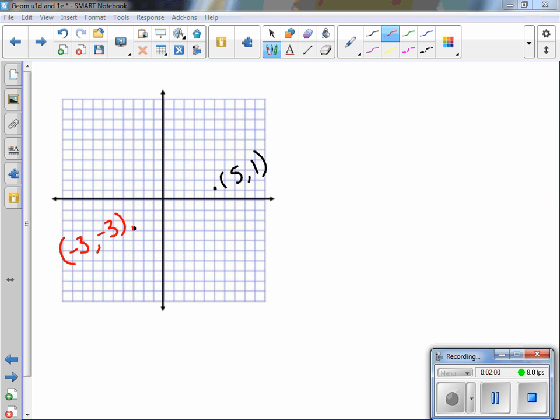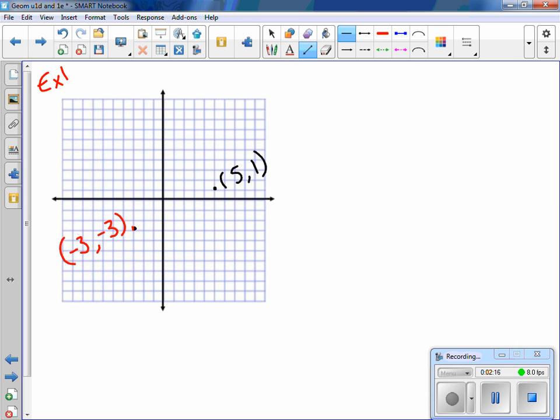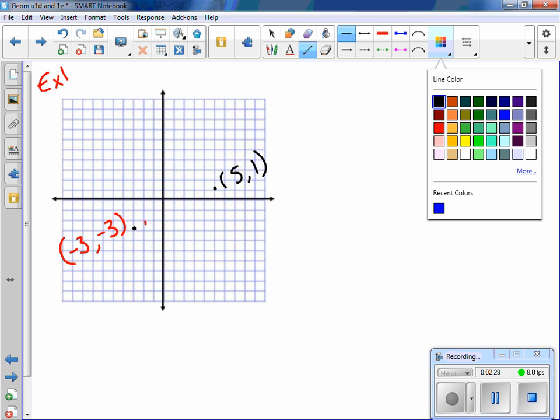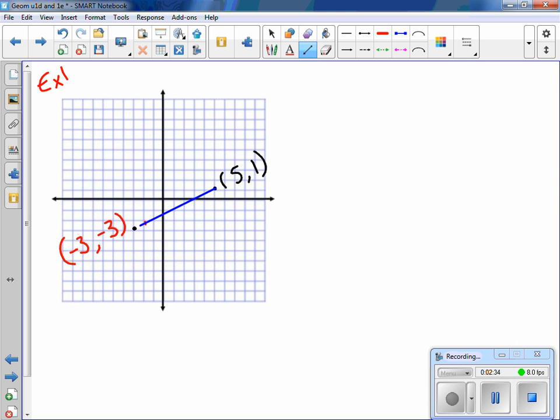Okay, so this is our first example. We have our first point, 5, 1, and our other point, -3, 3. What we're trying to do is to find the distance between them. So let's represent that with a quick blue line. So the distance between these 2 points, right here. We're trying to find the length of that blue line.